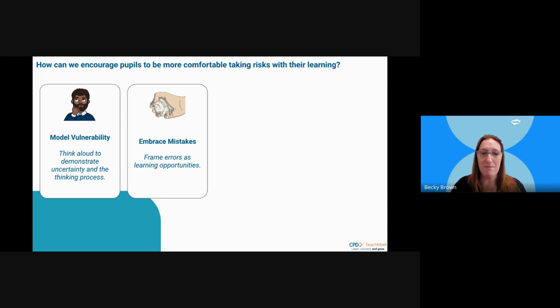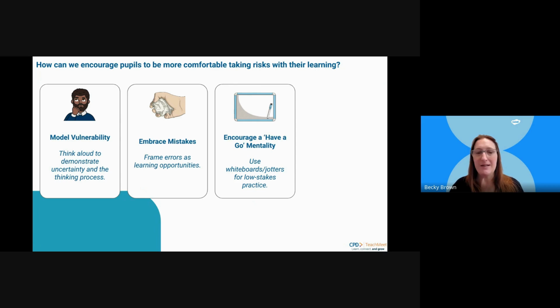And you know, a maths strategy, trial and improvement, which is used often in maths, is about making a mistake or not quite getting it right, but then importantly analysing what's happened and making a better suggestion. So definitely frame mistakes as learning opportunities. Encouraging have a go. Those jotters that I've just mentioned, or whiteboards, whatever you have access to, it's low stakes. No one's going to look at it.